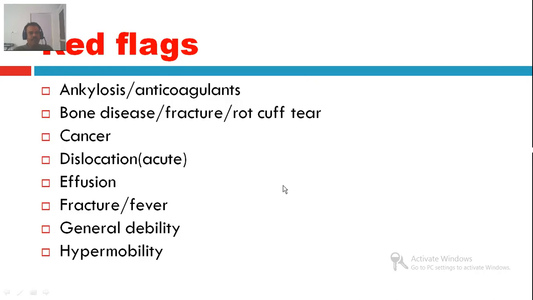Okay, the red flags. Red flags mean dangerous situations, otherwise contraindications. I have put it in a very simple way here, like A B C D E F G H. Red flags are ankylosis of the joint, otherwise patient on anticoagulants. Your patient has got bone disease, otherwise recent fracture, otherwise recent rotator cuff tear.